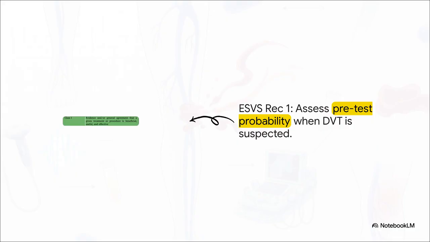And this brings up our first major ESVS guideline recommendation. It's a Class 1, strongly recommended action that a clinical assessment of pretest probability is performed whenever a DVT is suspected. But keep in mind, even in the unlikely or low-risk group, the probability of a DVT is still up to 5%. So the Wells score is not your standalone test. It's simply the gateway to your next move.